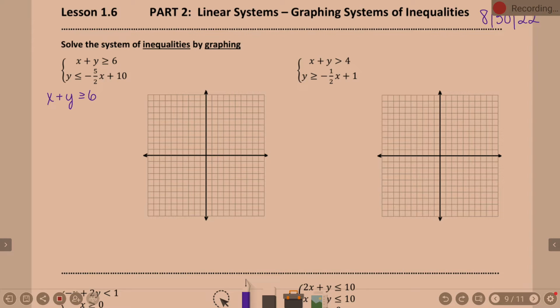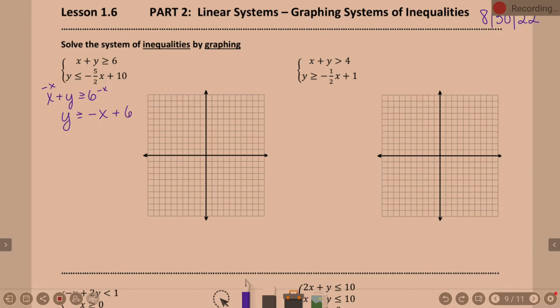How do we get this in a good graphing form? I think Aaron already said it. If we are again going for y equals mx plus b form, let's subtract x. Then I'm going to have y greater than or equal to, because I'm going to graph it, I like to put my x first, so negative x plus 6.